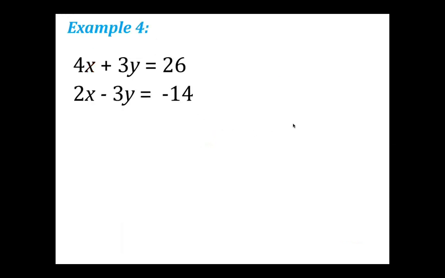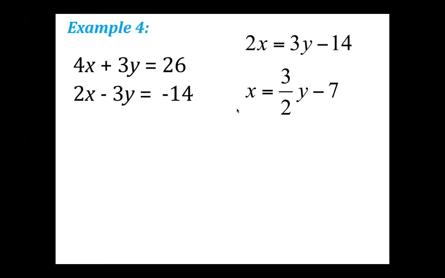Let's look at example 4. We have 4x plus 3y equals 26, and 2x minus 3y equals negative 14. Similar to the last example, we don't have an equation that's automatically set to x or y, so we're going to have to use inverse operations to set one of our equations to either x or y. You can do whichever you'd like. I'll go ahead and use 2x minus 3y equals negative 14, and I decided to set it to x, but again, it's up to your preference. You can set it to y if you'd like.